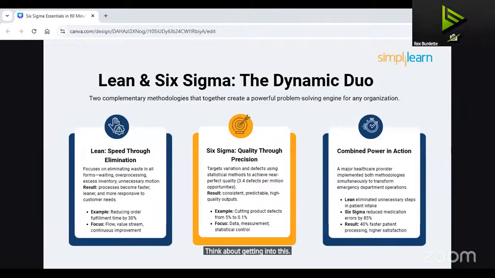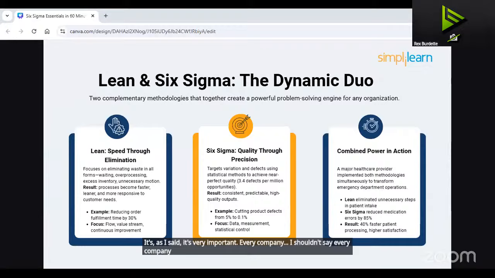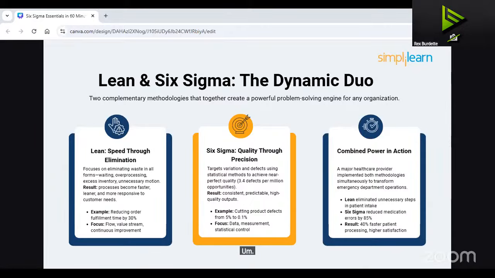It's, as I said, very important. Every company, I shouldn't say every company, there are some that don't, but so many companies want improvements, but they don't know how. And telling people, oh, go improve things, that doesn't really work. So they empower people through these tools. And as I said, Lean is really focused on eliminating what they call waste. Value add is something that the customer is willing to pay for. Non-value add is something that the customer doesn't want to pay for. And that's the waste. That's how we define it as waste.